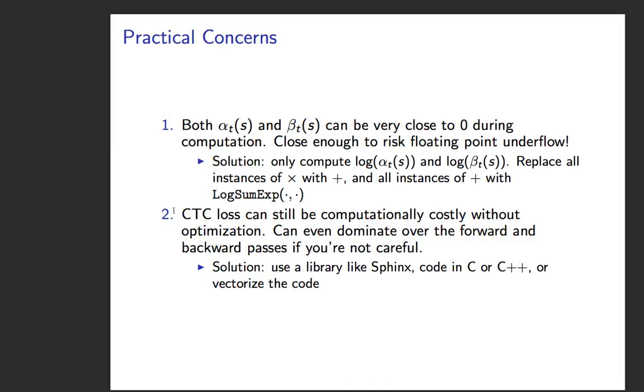And then just some more practical concerns. Alpha and beta are both going to be very close to 0 because they are a product of many, many probabilities. So what we do is we use the logarithm of them. Then we replace multiplication with addition, and we replace addition with a function called log sum exponent, which is basically addition in log space. The second one is just a personal thing I found: it could still take a lot of time to compute if you write it in Python without optimization. So you can use a library or a different language or use vectorization.